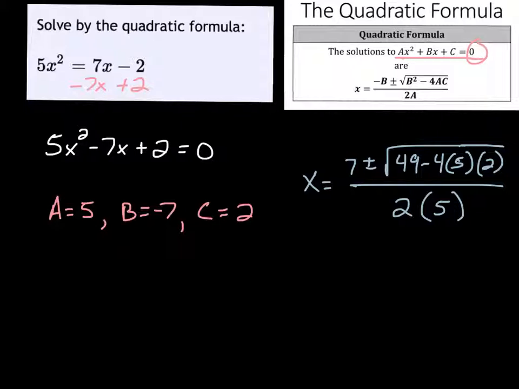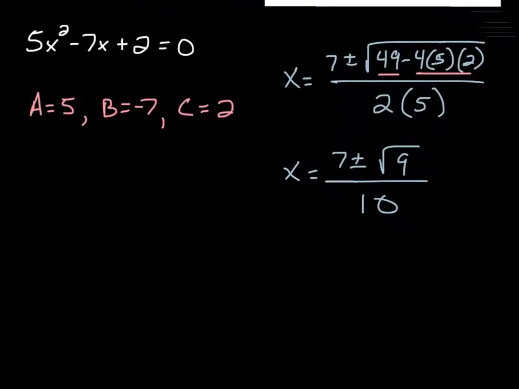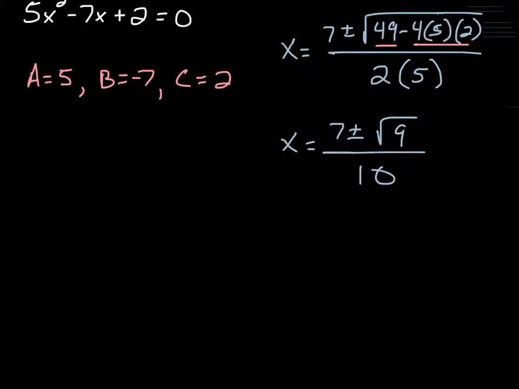Okay, the first thing we're going to do is simplify the stuff under the radical. So what we get up here, by the way, is 49 minus 40. So we get the square root of 9 over 10. And then continuing to simplify this expression, the square root of 9 is just 3. So this would be x equals 7 plus or minus 3 over 10.